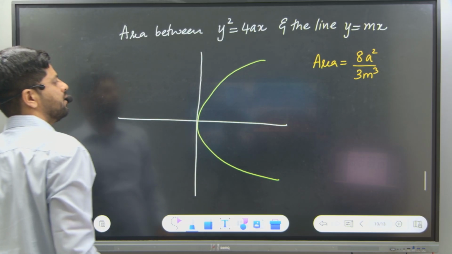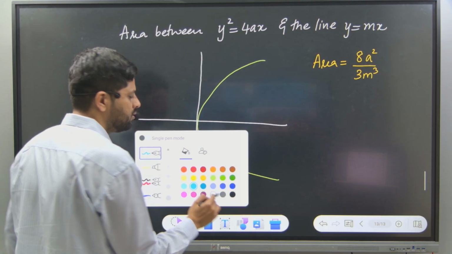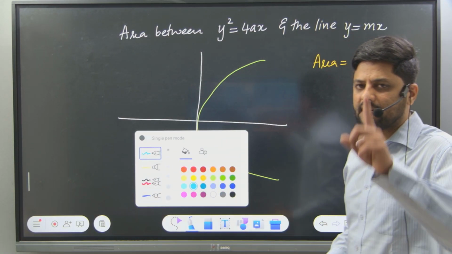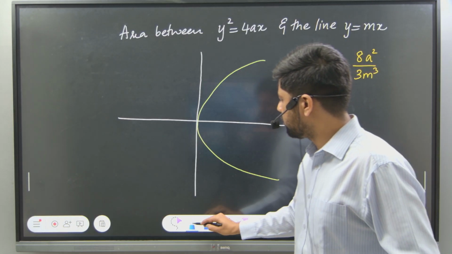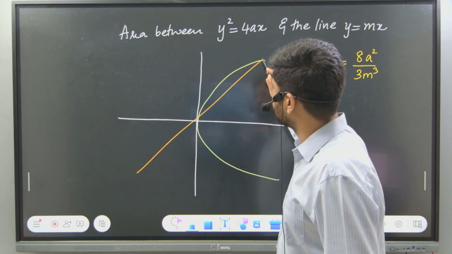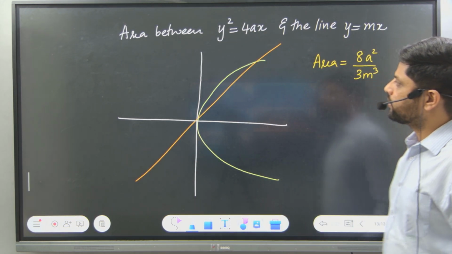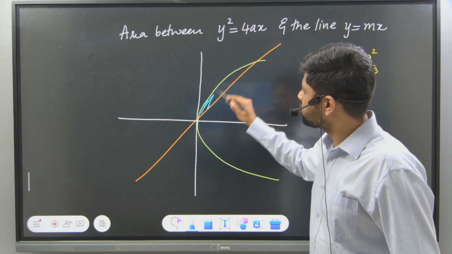Very good, excellent. y is equal to mx is a line which passes through the origin. So I have the line like this. The line is passing through what? Origin. And which area are they asking? They are asking for this shaded area.